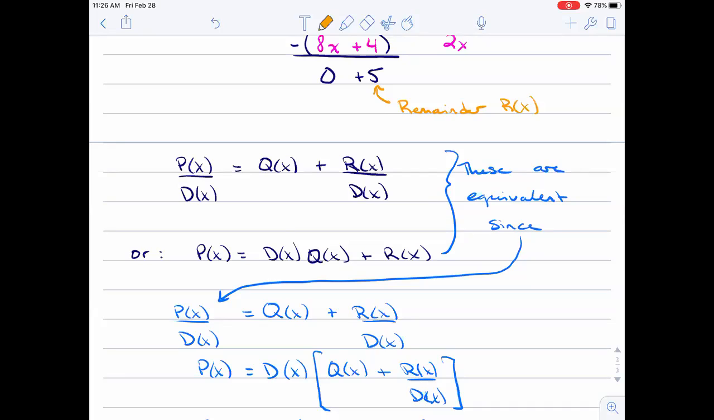I was just going to ask if it can be factored further, if we would factor further. Like the 2x squared minus 6x plus 4.